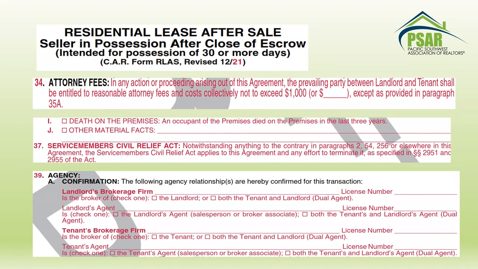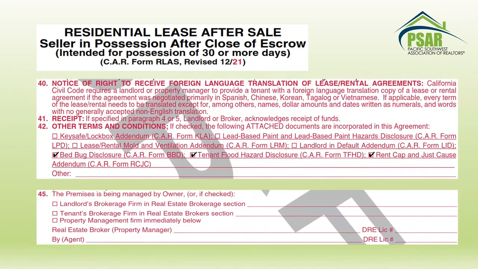Then we have death on the premises, other material facts, and then the Service Members Civil Relief Act. Then we go into agency confirmation, landlord's brokerage firm, tenant's brokerage firm. So we get to say who's representing whom. We do have all of our different things. There's a notice of right to receive foreign language translation of lease or rental agreements, and then all the different items that are going to be added to the agreement, which is your bed bug disclosure, tenant flood hazard disclosure, and your rent cap and just cause addendum.